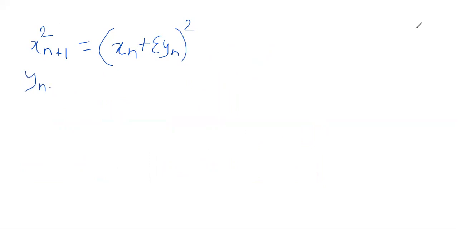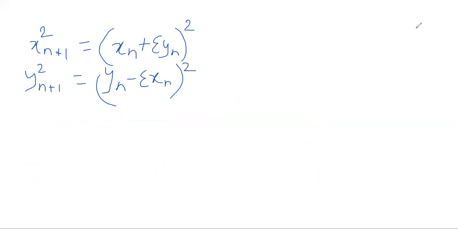xn plus 1 square, okay, is equal to, what is the value of xn plus 1? Just now we saw that xn, okay, then plus epsilon of yn, okay, square it. Then similarly yn plus 1 square is equal to yn minus epsilon of xn, here it is square.